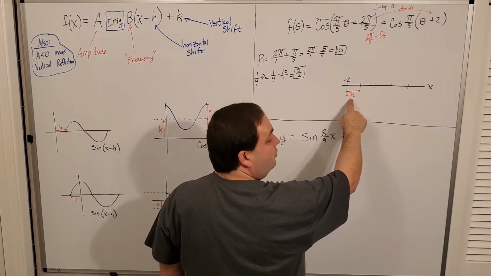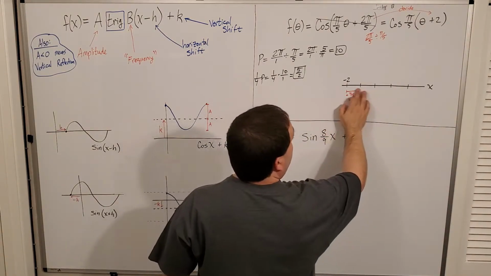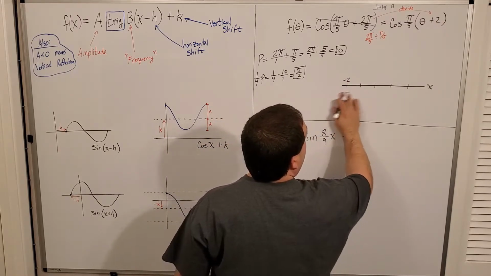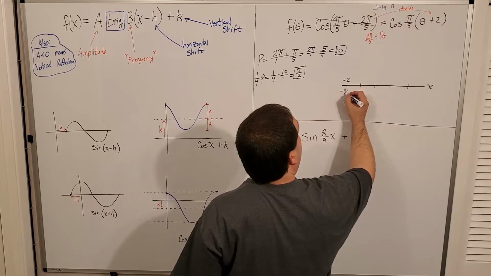2 over 1, 5 over 2. A common denominator would be 2, right? So here's what I'm going to do. Instead of negative 2, I'm going to write this as negative 4 over 2.